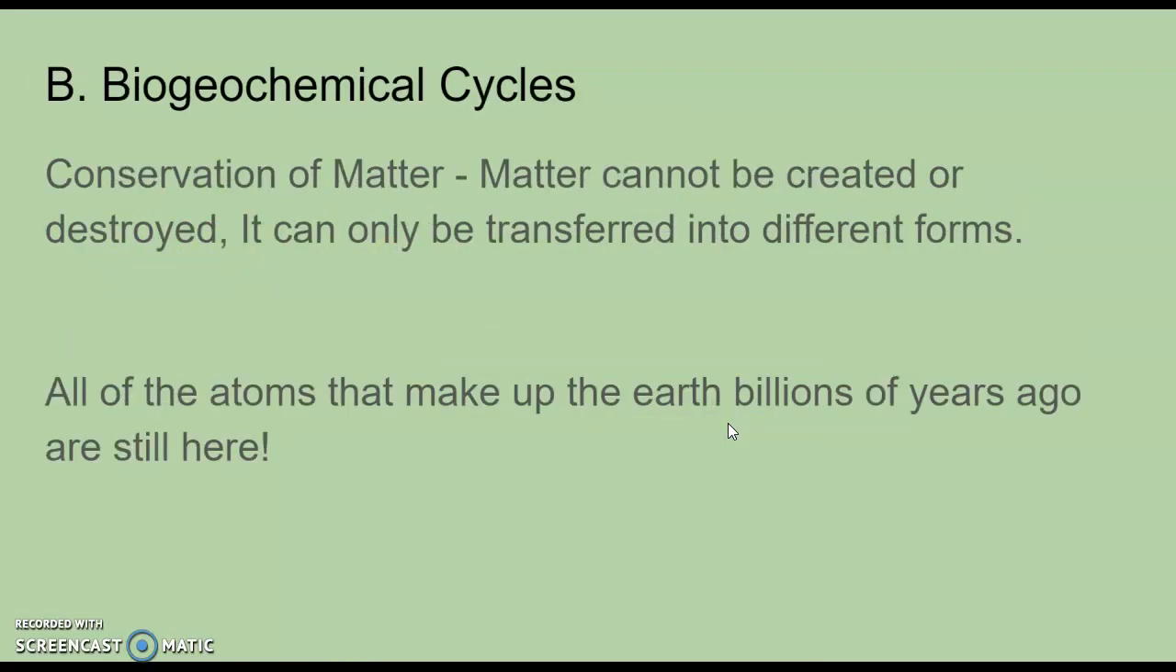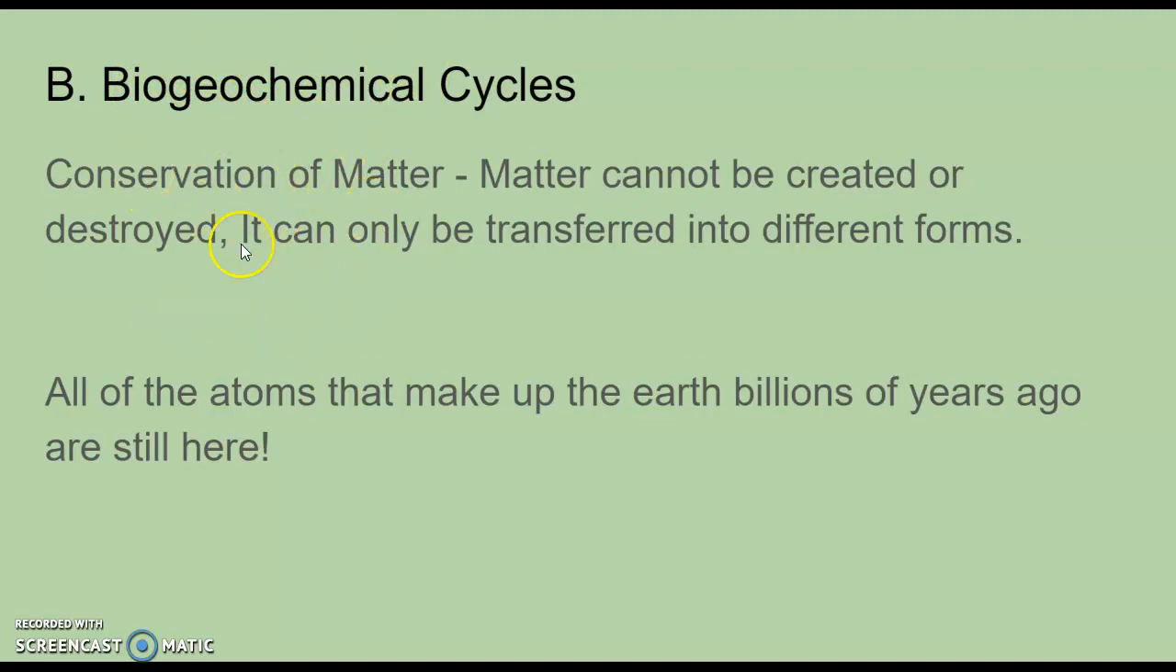So let's talk about some of the abiotic things for a second. Biogeochemical cycles are our next topic. Bio means living. Geo, I think of geology or earth, and chemicals are chemicals, compounds. So these cycles that we're going to be talking about are how these things are going between living things, the earth, and chemical cycles.